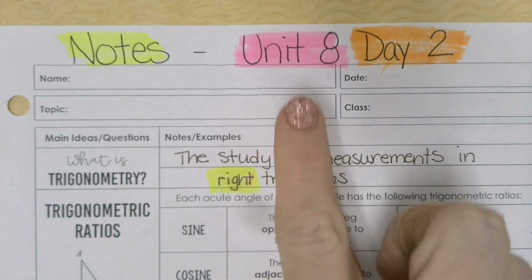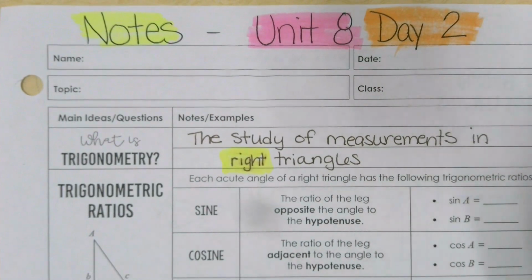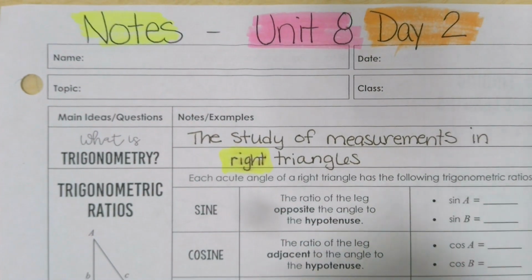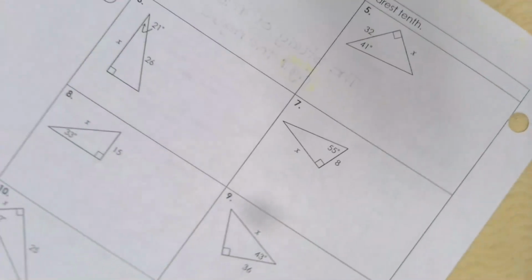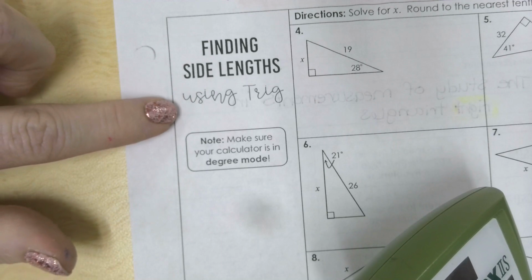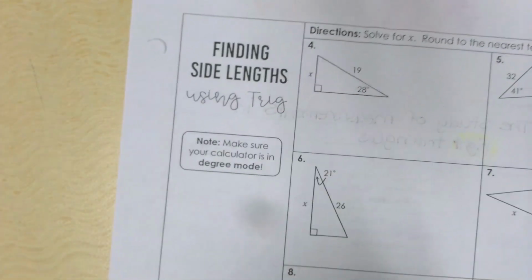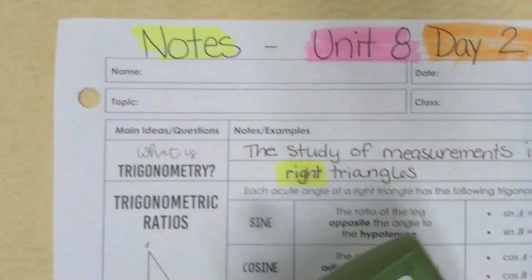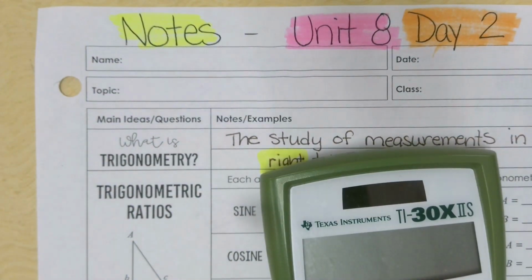Okay, students, we are on Unit 8, Day 2. We are actually getting into the TRIG. We are going to talk about TRIG ratios. We're going to talk about what SOHCAHTOA is, and then we are actually going to find missing side lengths using TRIG. If you have not done this in ACT Prep, you'll be seeing it for the first time. If you have done this in ACT Prep, you might find that it's really easy.